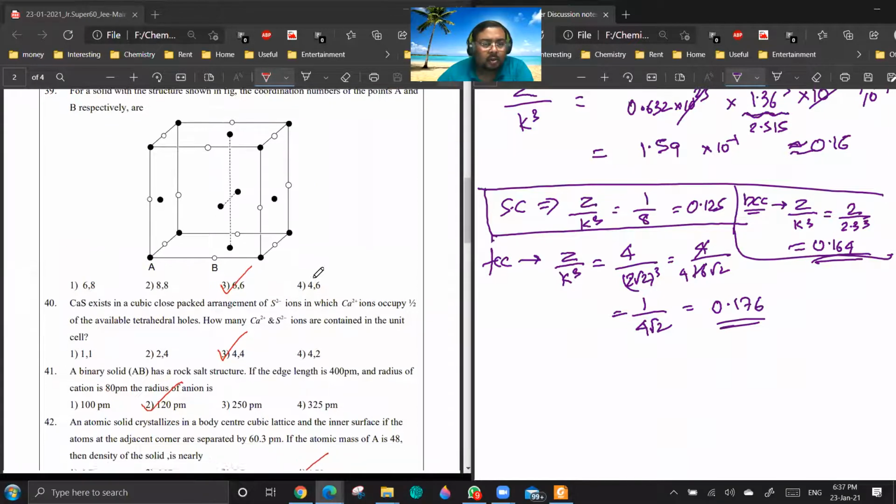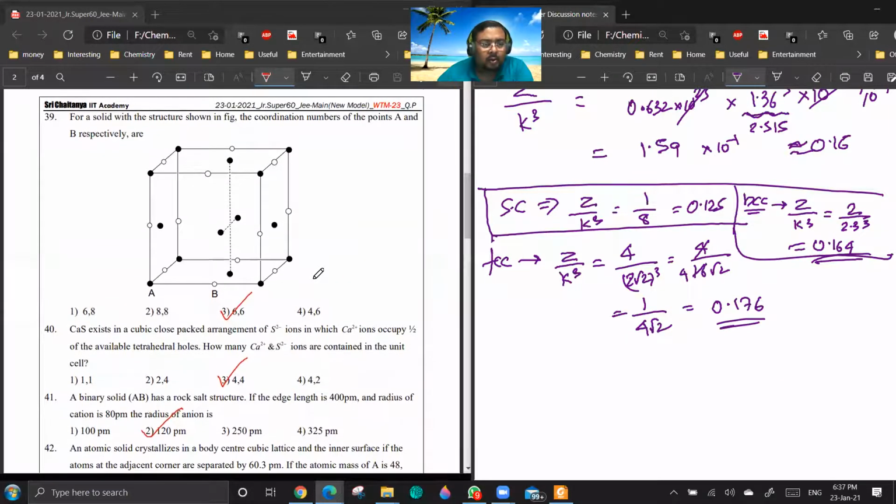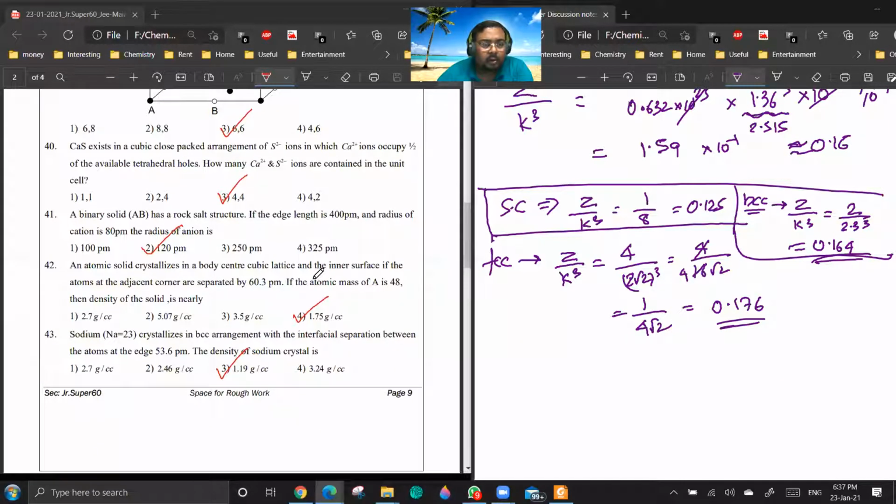39, 40, 41, no doubts? 42, 43. There are a lot of questions from the density equation. I have told you before, that is the only formula in the whole chapter, so you are bound to get a question from this. 42, 43, no doubts? No, sir.